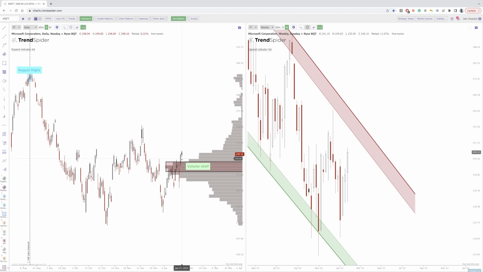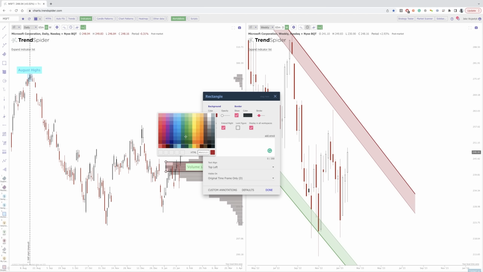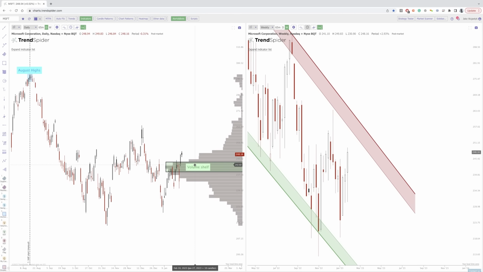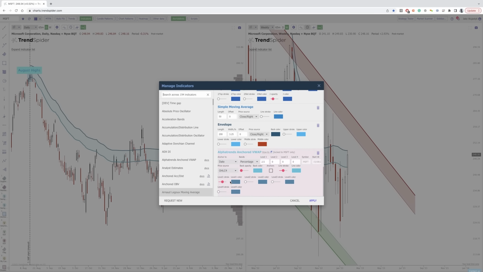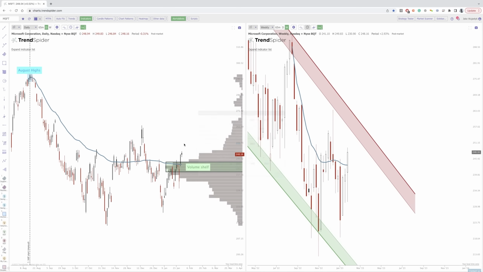But then as price got above it, this volume shelf kind of acted as almost a launch pad for price on Thursday and Friday, and we are finally back above it. And if you anchor VWAP from the all-time highs here, you can see that we're kind of right at the, let's see, so this takes the previous time I used it.